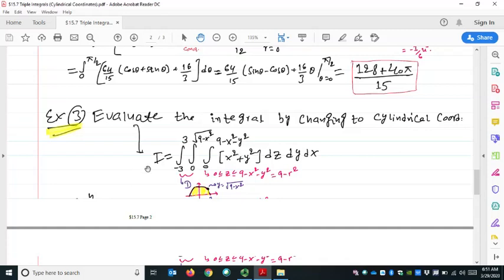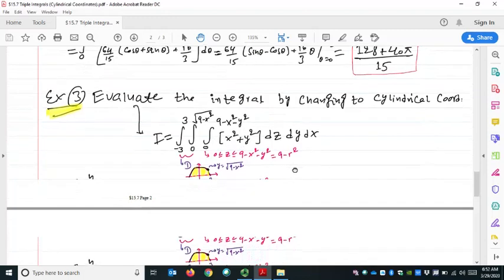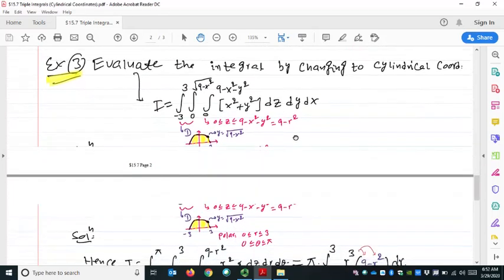So the given integral is I equals the outer integral, whose bounds are -3 to 3, the x integral. Then the middle integral is the y integral, whose bounds are 0 to radical 9 minus x square. And the inner integral is the z integral, whose bounds are 0 to 9 minus x square minus y square, and the integrand function is x square plus y square. So let's find the corresponding limits for r, theta, z in cylindrical coordinates.